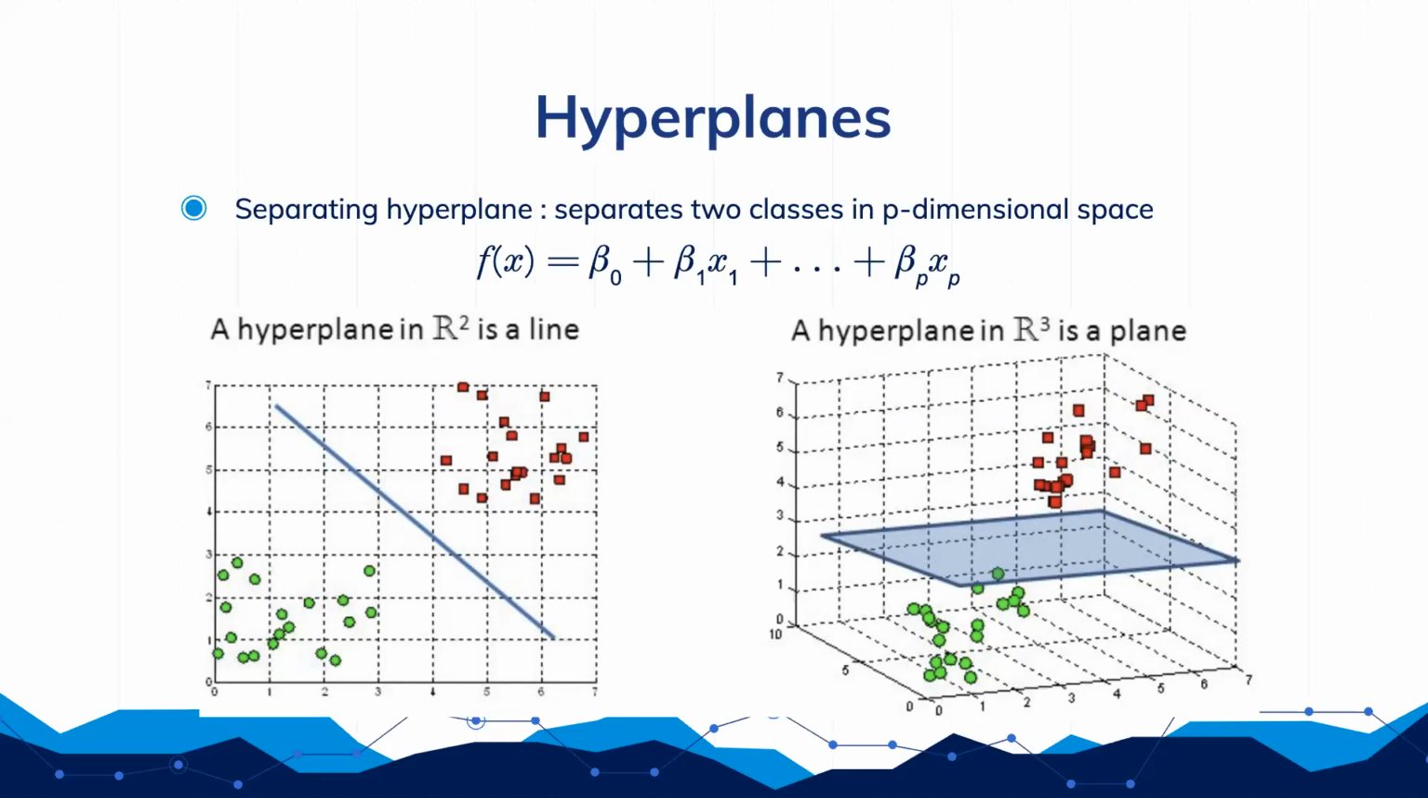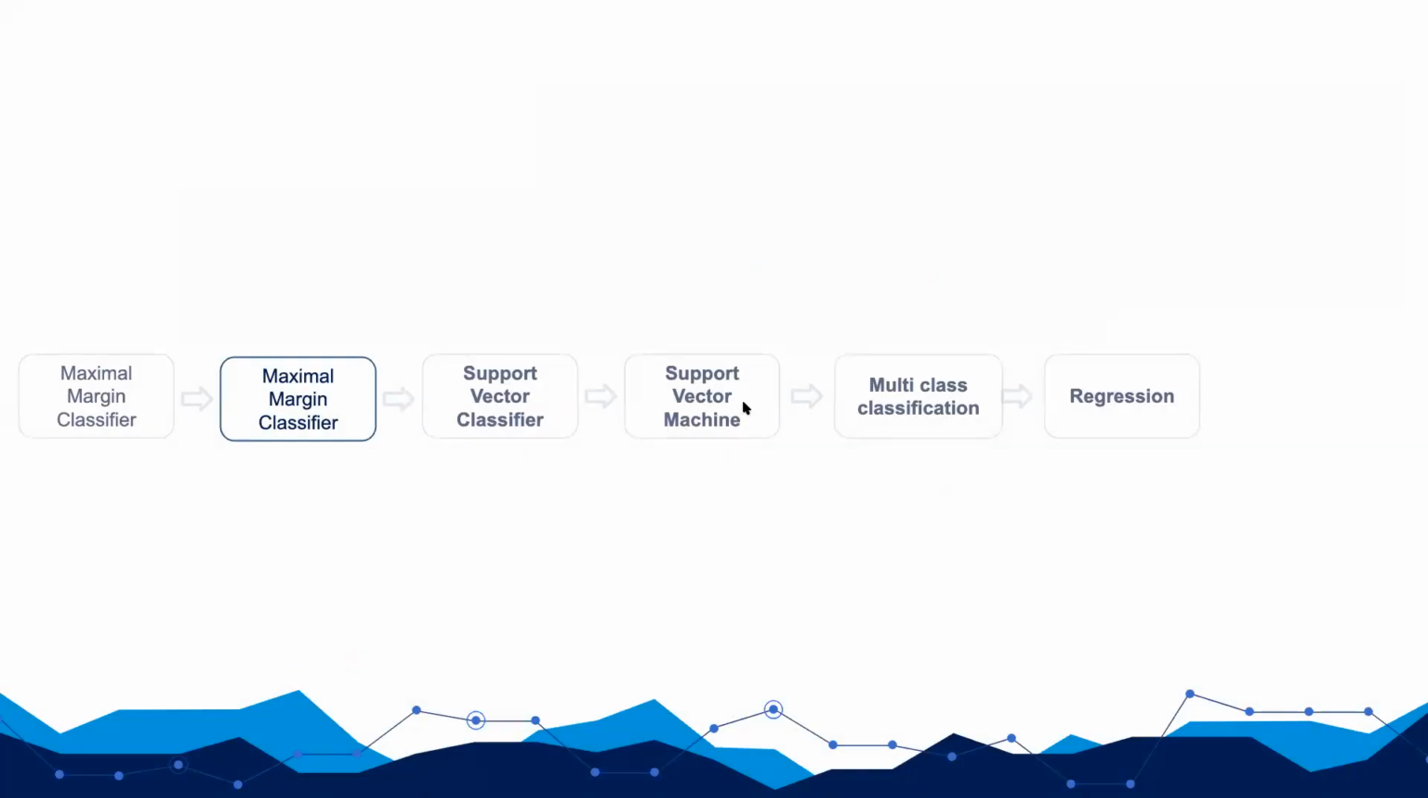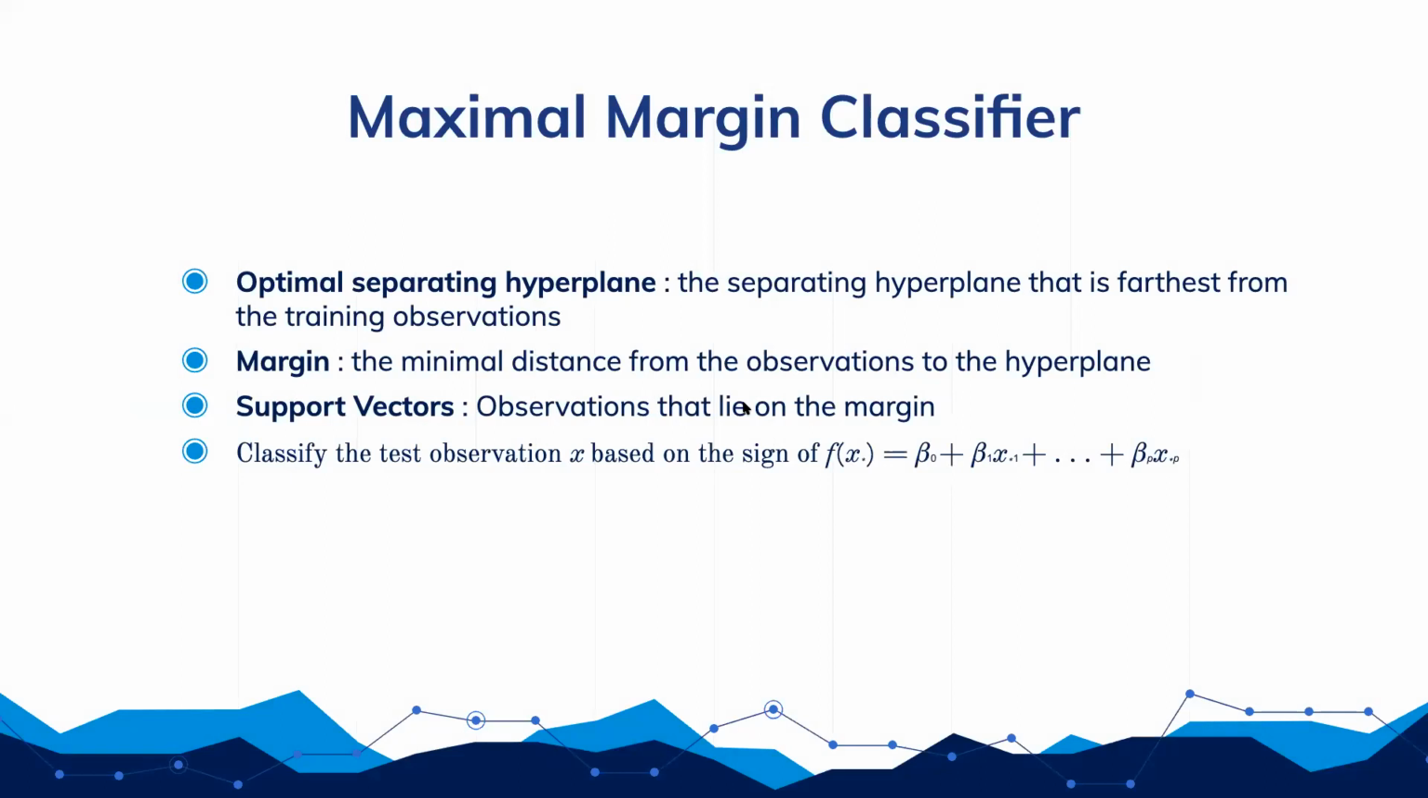If you want to separate with a hyperplane, you classify an observation based on the sign of this equation here of the hyperplane. But that's quite basic. So we have a separating hyperplane, and we have a definition of how to classify an observation based on which side of the hyperplane it is. Let's look at the most obvious classifier that we can build using this separating hyperplane, which is the maximum margin classifier. What is it?